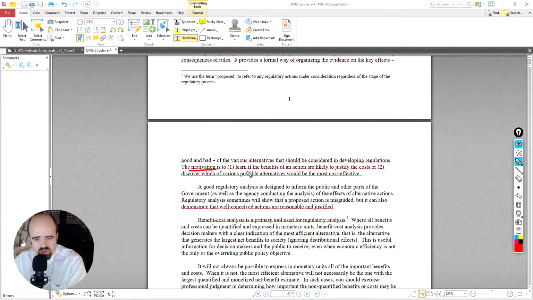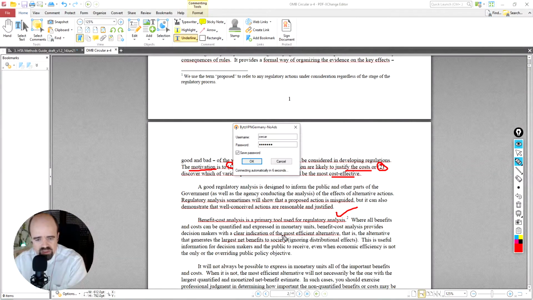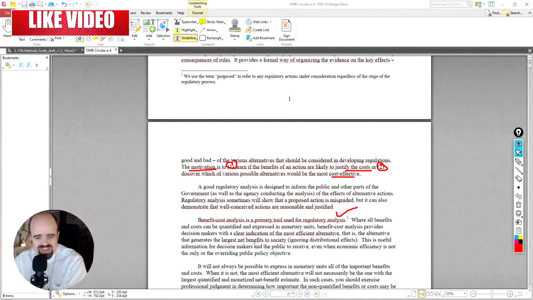The primary motivation is to learn if the benefits of an action are likely to justify the costs. This is a first key point. The second key point is to discover which of the various possible alternatives would be most cost effective. Benefit-cost analysis is a primary tool used for regulatory analysis. As I've mentioned, it provides a clear indication of the most efficient alternative, the alternative that generates the largest net benefits to society.